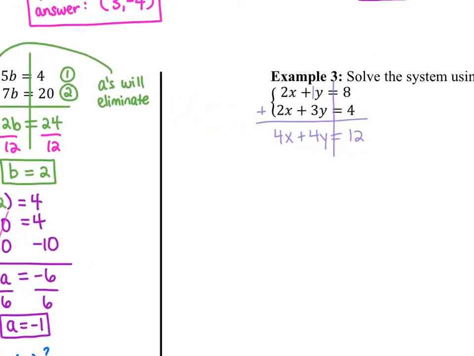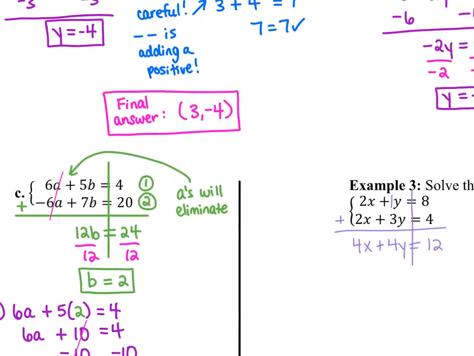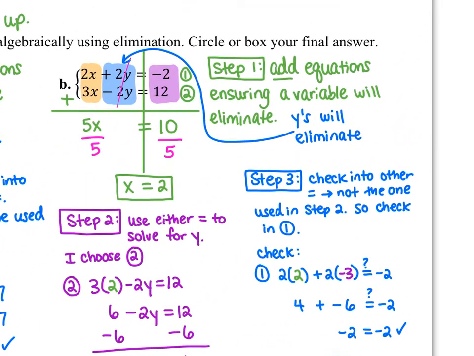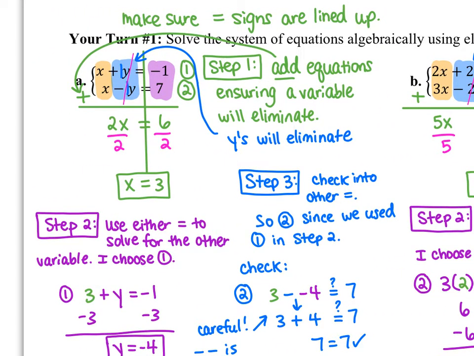Let's look back at one we've done before. On this one, this is your turn 1c, when we added the two equations together, the a's eliminated. So we were just left with the b's. But we didn't have to do anything, it just happened. And if we go back to part B as well, when we added, the y's canceled out here, and we were just left with 1, so they eliminated. And on 1a, the 1y and the negative 1y zeroed out, eliminated, so we were just left with one variable we could solve for.